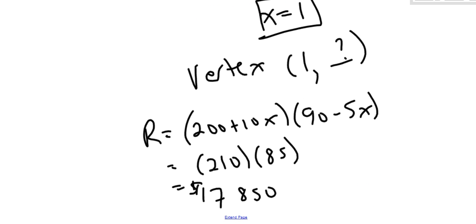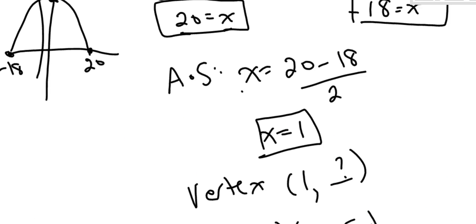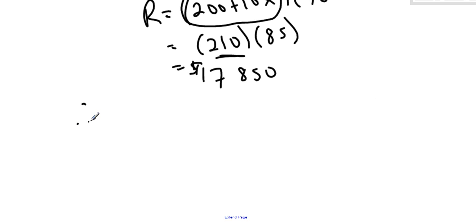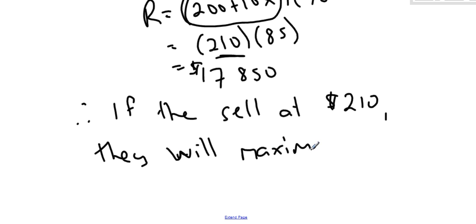So let's make sure we've answered the question entirely. Oops, wrong. Let's go back here. What price should the store sell in order to maximize the revenue? Well, I didn't even have to do this calculation. It never asked for maximum revenue. I calculated it. But the question is, what price should they sell for? Well, here's the price equation. Remember, x is 1, so the price is $210. Therefore, if they sell at $210, they will maximize revenue. So there you go.